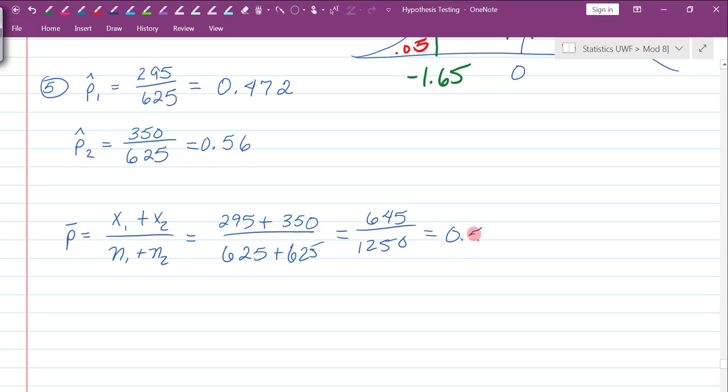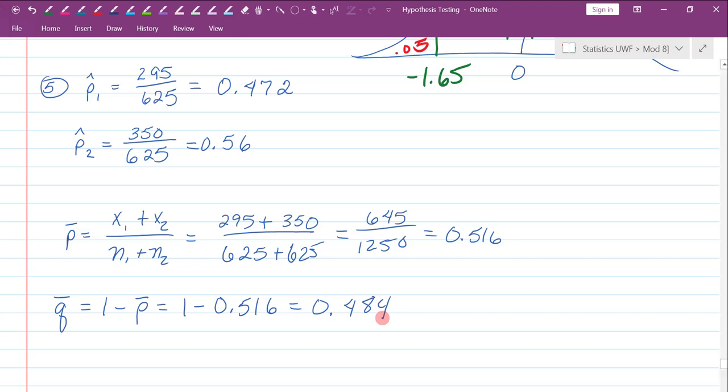0.516. That's P bar. Q bar is equal to 1 minus P bar, which is 1 minus 0.516, which is 0.484. Okay, I think we have all the numbers we need now to calculate our test statistic.